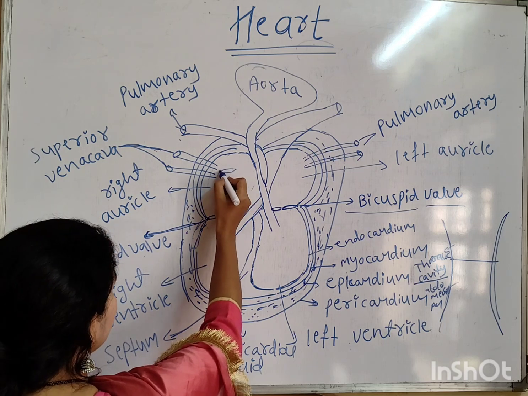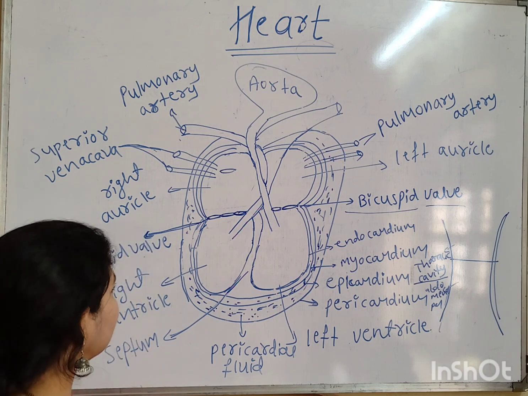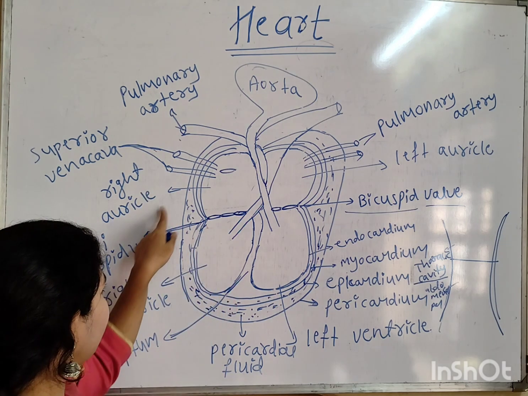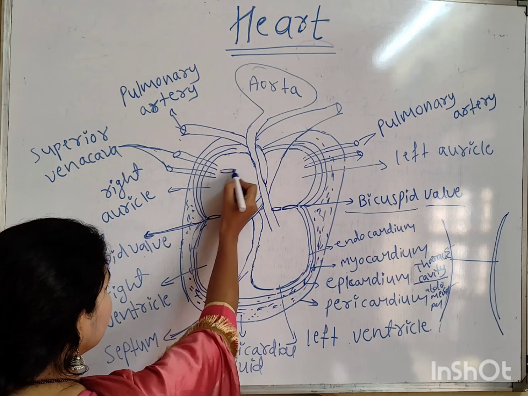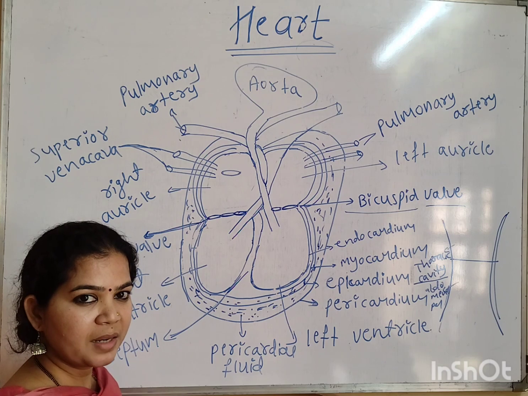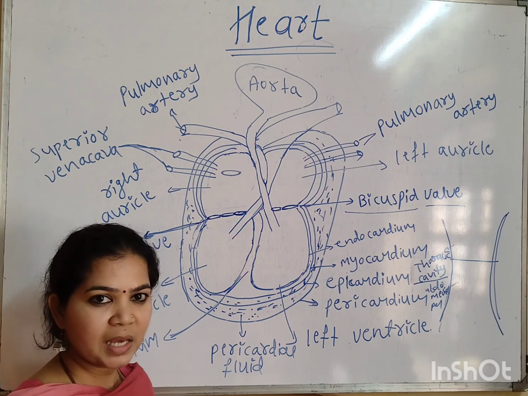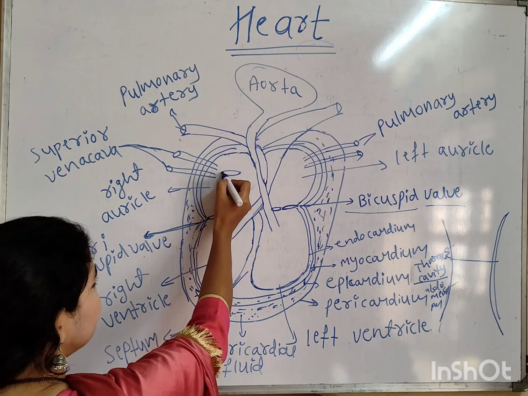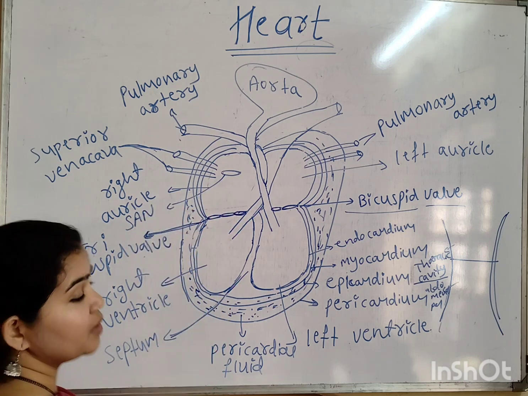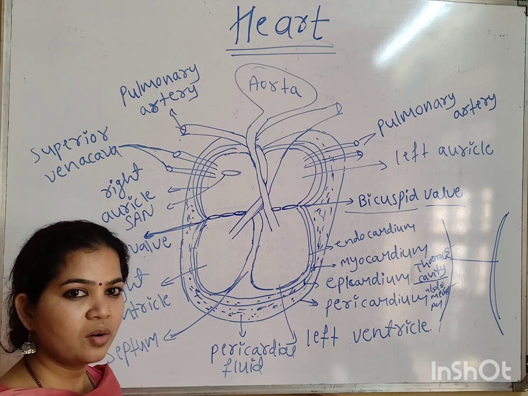See, this is the first chamber of the heart, that is called the right auricle. What is the first chamber of the heart? The right auricle. In the right auricle, there is one muscle fiber. This is called what? SAN. SAN means sino-auricular node.